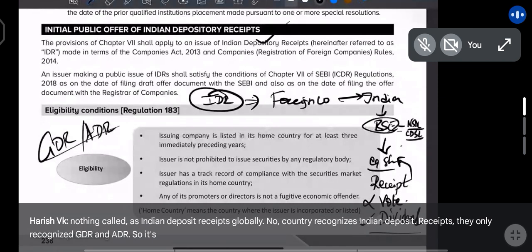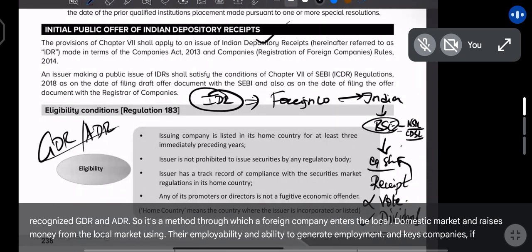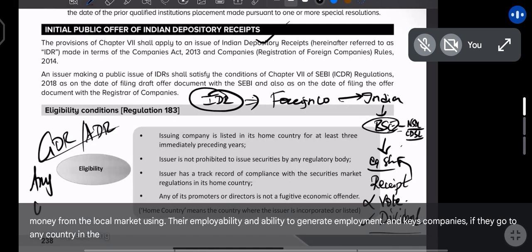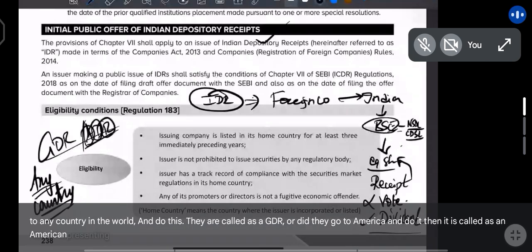So it's a method through which a foreign company enters the local domestic market and raises money from the local market using their employability and ability to generate employment. And if these companies go to any country in the world and do this, they are called a GDR. But if they go to America and do it, then it is called an American depository receipt.